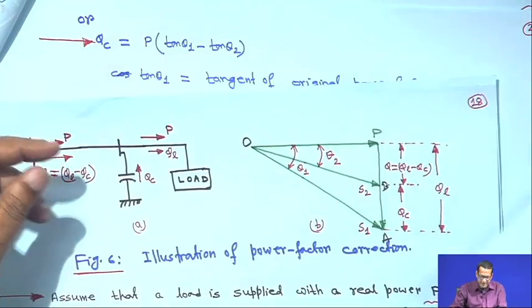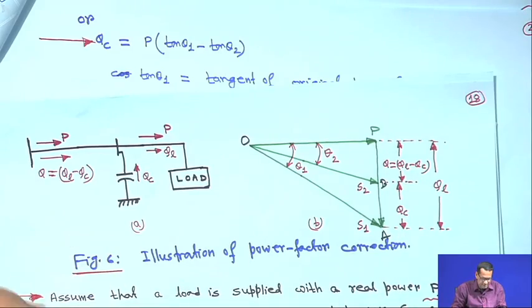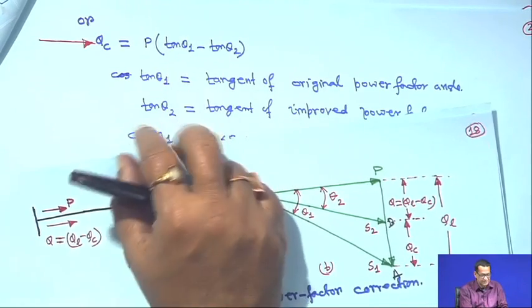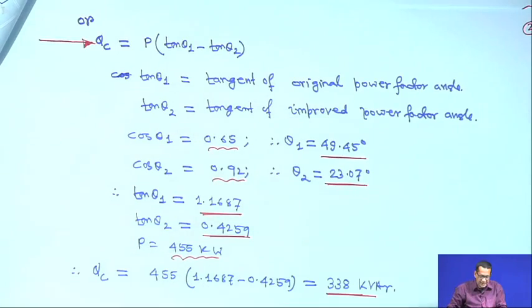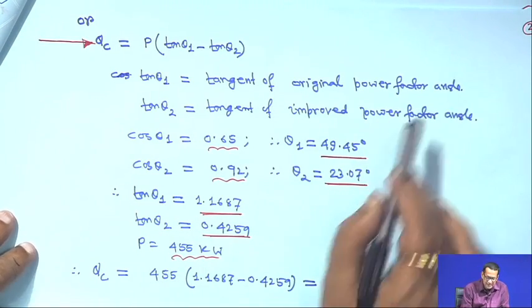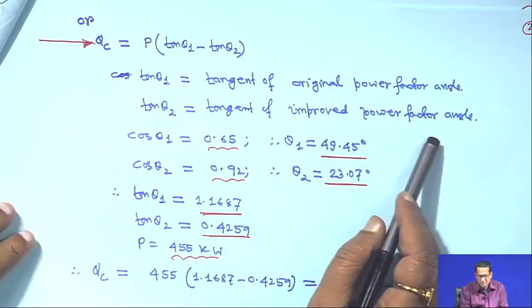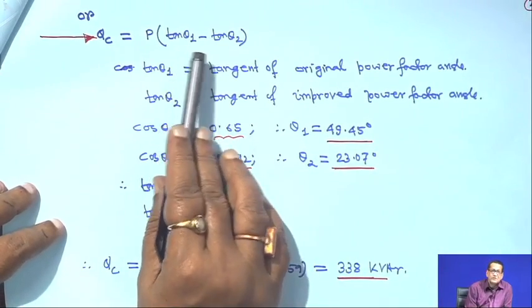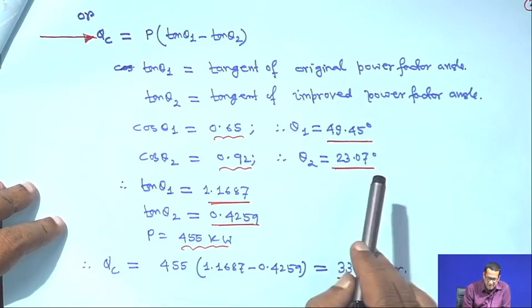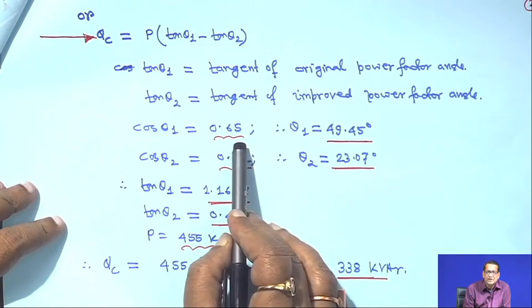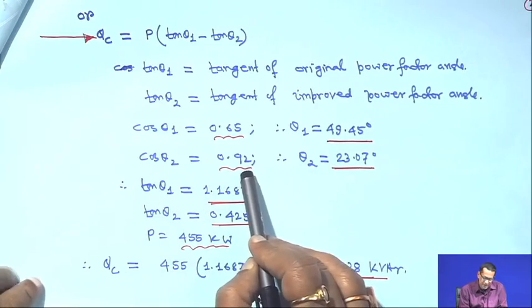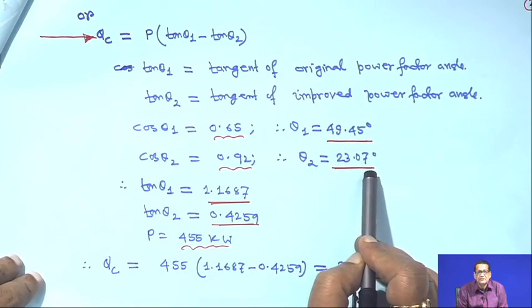So, that is why in this equation we are writing QC is equal to P tan theta 1 minus P tan theta 2, where tan theta 1 is the tangent of the original power factor angle and tan theta 2 is the tangent of the improved power factor angle. Using this other formula also, apart from that one, you can use this one, right. So, cos theta 1 is 0.65, so theta 1 is 49.45 degree, cos theta 2 is 0.92, so theta 2 is 23.07 degree.